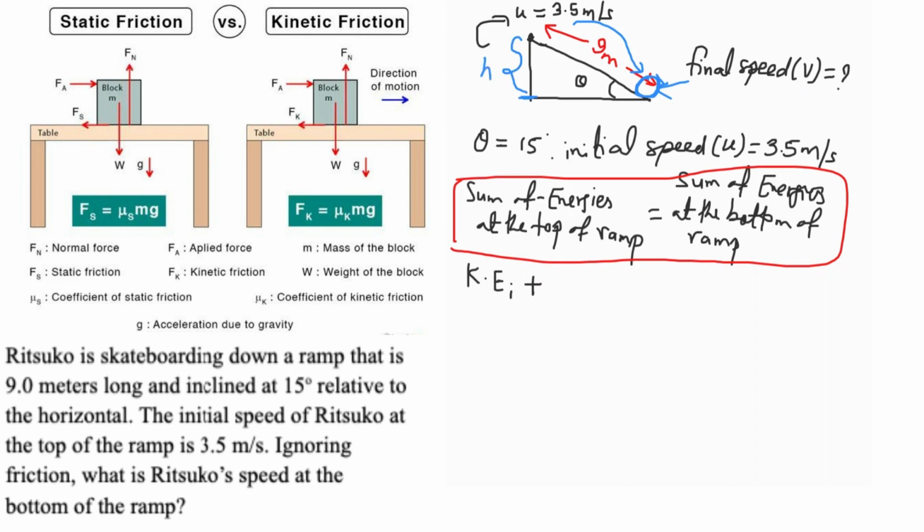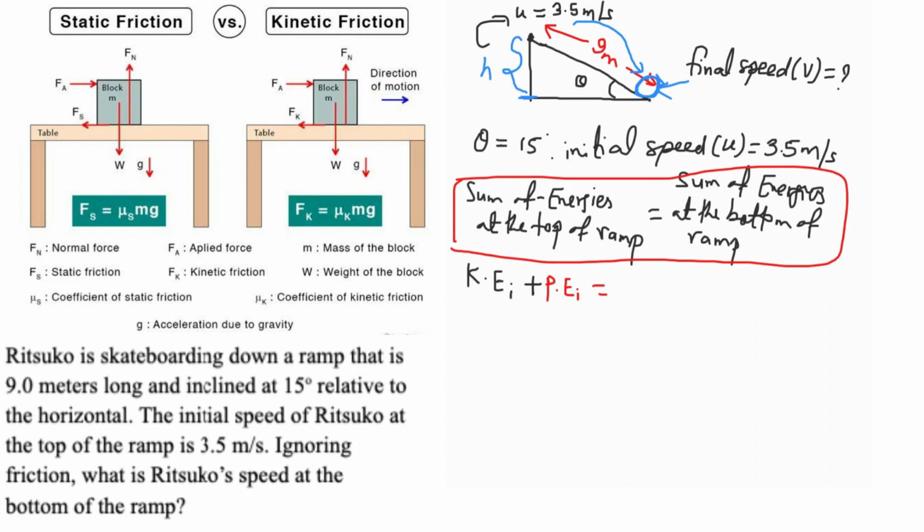The Ritsuko at the top of the ramp is present at a height of h. If the person is at a certain height, then we can say that there is a presence of what? Potential energy. Let me write it down: initial potential energy. Other than that, there is no other energy present at the top of the ramp.